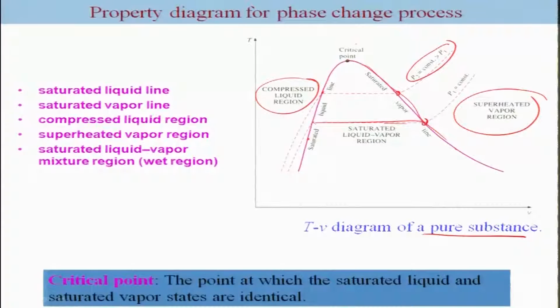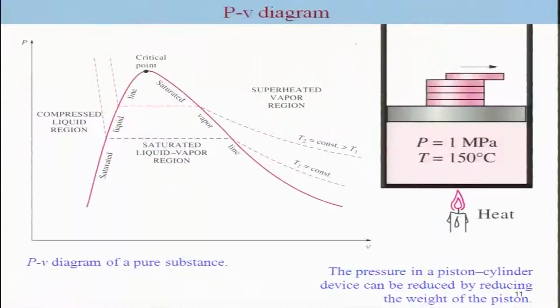So, this was a TV diagram. Now, if it is a PV diagram, the same regions are the same: compressed liquid, superheated vapor, saturated liquid and critical point. However, the isotherms, the slopes are going to be different from the ones which we are using on TV and isobars. So, the slopes here are negative.